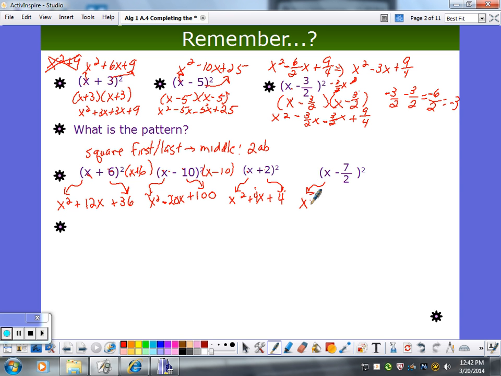No. Square the first. Always positive. Square this guy. What is that square? 49 over 4. 7 times 7. You said 14. 7 times 7. Now you have to do some multiplying. You've got negative 7 halves times x times 2. Well, what happens to the 2's? They're gone.